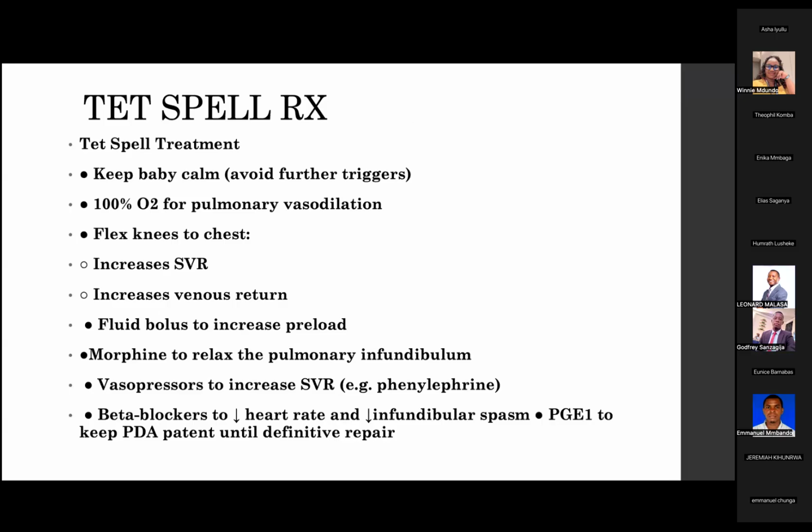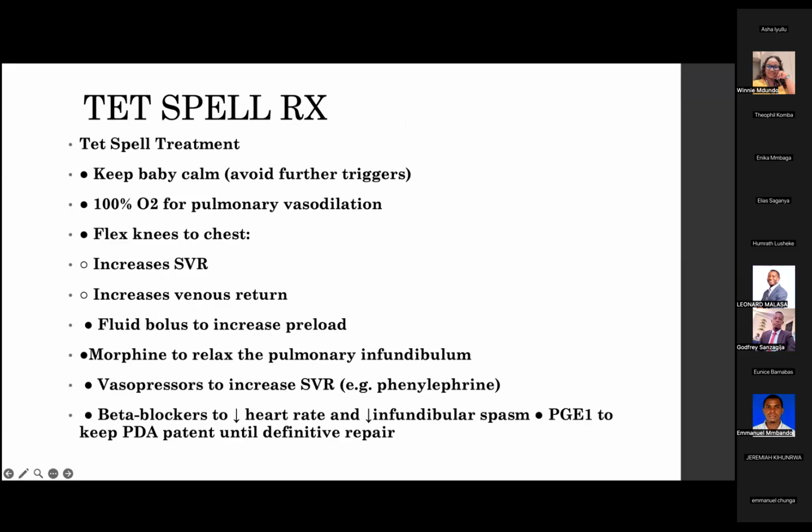Similarly, you want to push forward and give fluid boluses, but be very careful about the fluid boluses as well. 5 to 10 mL per kg is what you need to do, and you need to reassess the patient. Morphine also relaxes the pulmonary infundibulum, allowing more blood to go to the lungs and come out as oxygenated blood. Sometimes we might need vasopressors. I know we don't have a vasopressor like phenylephrine in our field. We can use norepinephrine, but the downside is that it will cause pulmonary vasoconstriction. And beta blockers to decrease the heart rate and infundibular spasms.